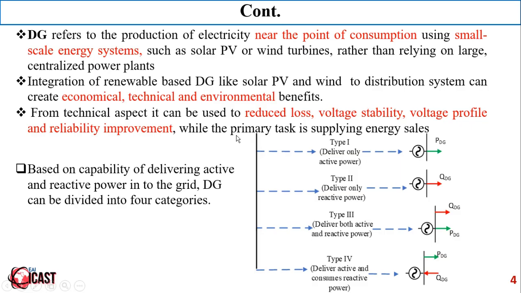DG refers to the production of electricity near to the point of consumption using small-scale energy systems such as PV and wind, rather than in centralized power plants. And integration of such renewable DG has technical, economic and environmental benefits. When we see the technical benefits, it reduces loss, enhances voltage stability and voltage profiles, and improves reliability. While the primary task is supplying energy, based on the capability of delivering active and reactive power, DG can be classified into four groups, type 1 up to type 4, as shown here.